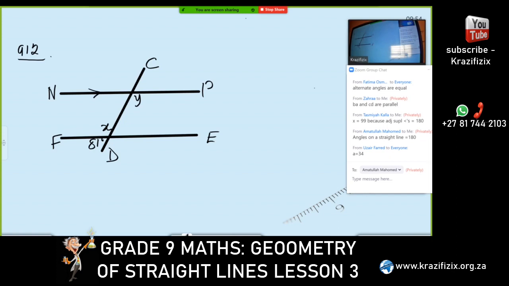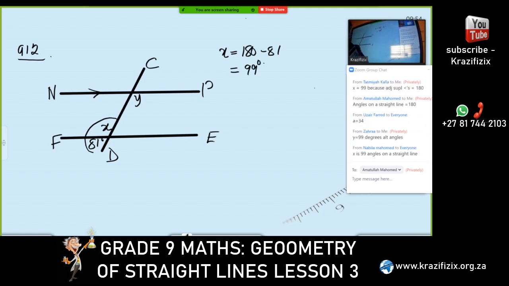Tasmia says X is 99 because adjacent supplementary angles. Absolutely correct. Right, because we would subtract that from 180. Remember, supplementary means 180. Good. So X is, let's do the maths. 180 minus 81, which is equal to what? 99 degrees. It's not alternate.